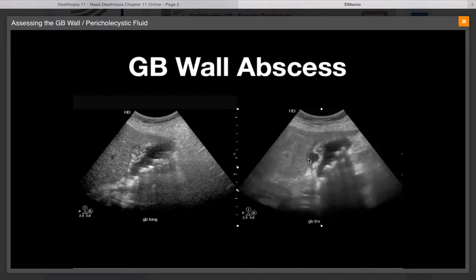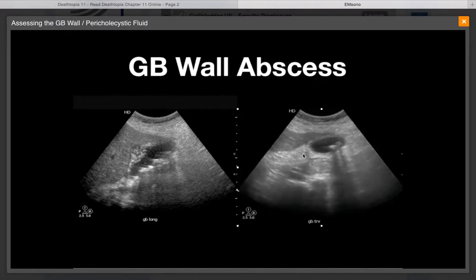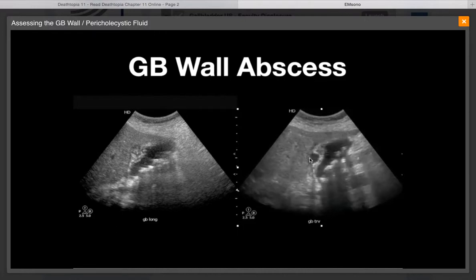She had long-standing cholecystitis, and she had development of a gallbladder or a pericholecystic abscess here. You can see this complex fluid collection within the wall, and there was some free fluid surrounding the gallbladder here. So she underwent emergent cholecystectomy and was also found to have gangrenous changes on her path report.